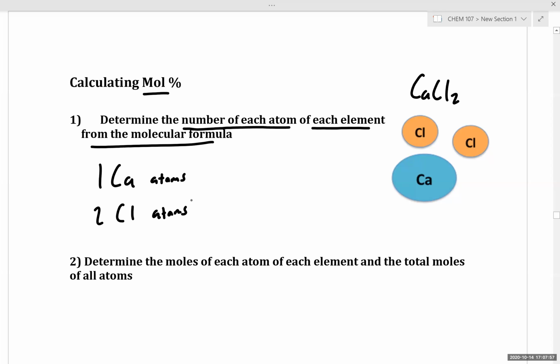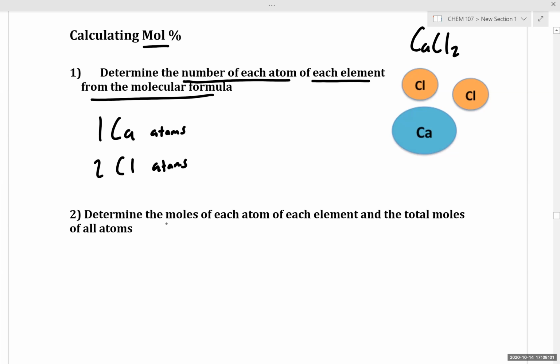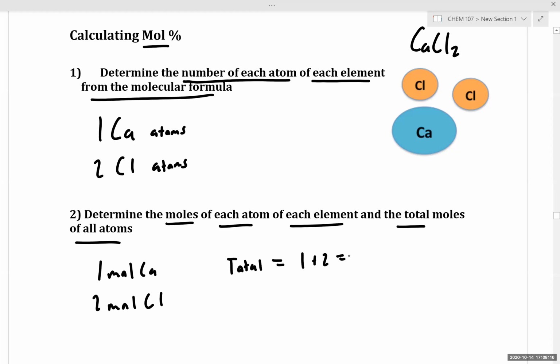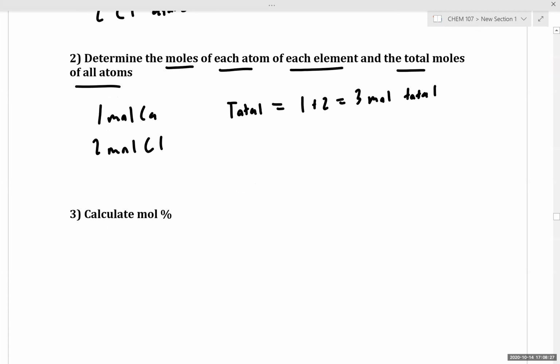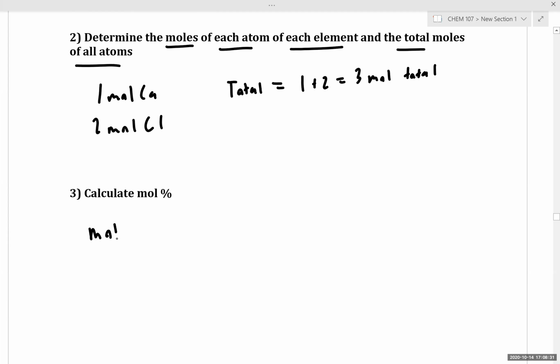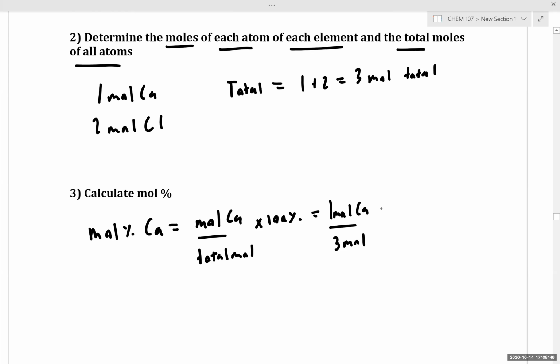Okay, so from our chemical formula, we can determine the moles of each atom of each element and the total moles. So we can say that we have 1 mole of calcium, 2 moles of chlorine, and for our total, we have 1 plus 2, or 3 moles total. Okay, perfect. So now that we have the moles of each element, we can calculate the mole percent. So the mole percent of calcium in this case would be the moles of calcium over the total moles times 100%. So we have 1 mole of calcium over 3 moles times 100%, and that gives us 33.3%.